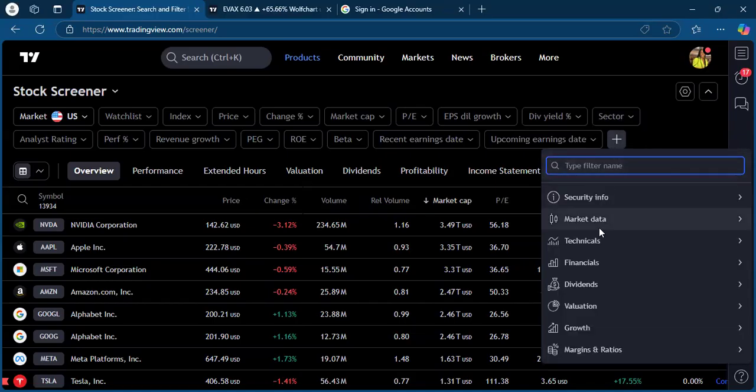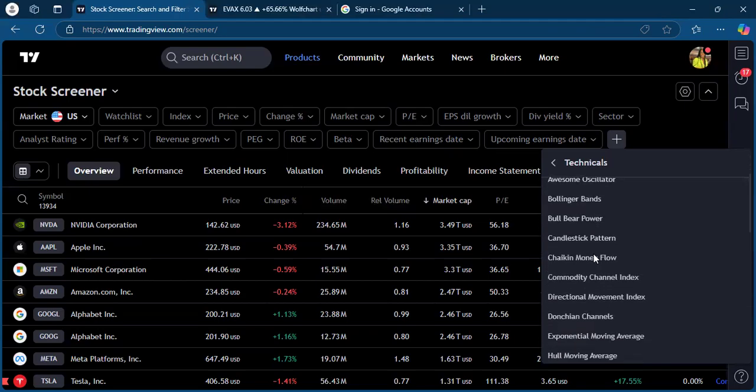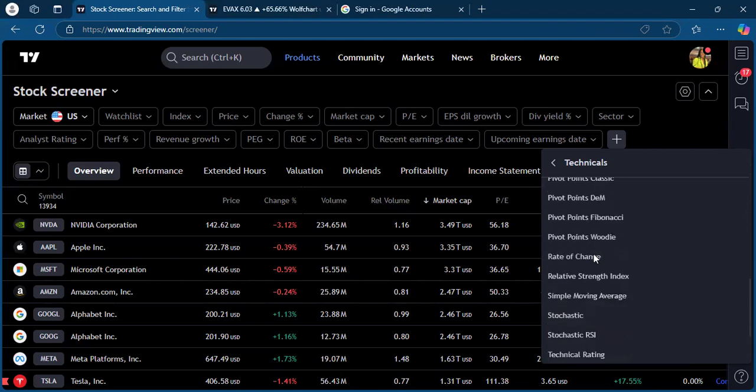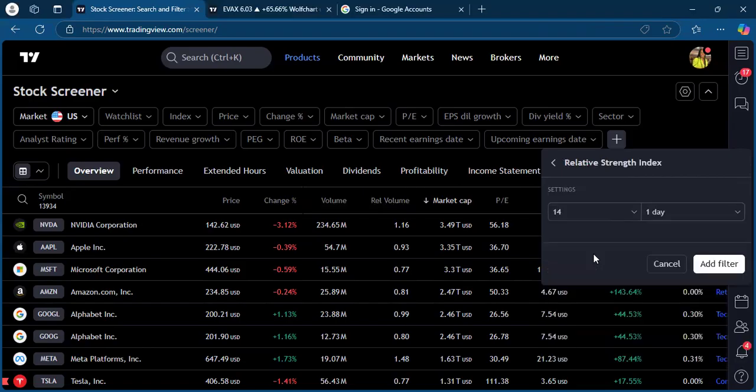I am going to go to, so we're here. We're going to click the plus sign and we're going to go to technicals. All right. There are all kinds of technicals that you can use. So if you have a favorite, then you can certainly filter by your favorite. But for me, I'm looking for relative strength index. I'm going to leave it at 14 and I'm going to leave it at 1 day.